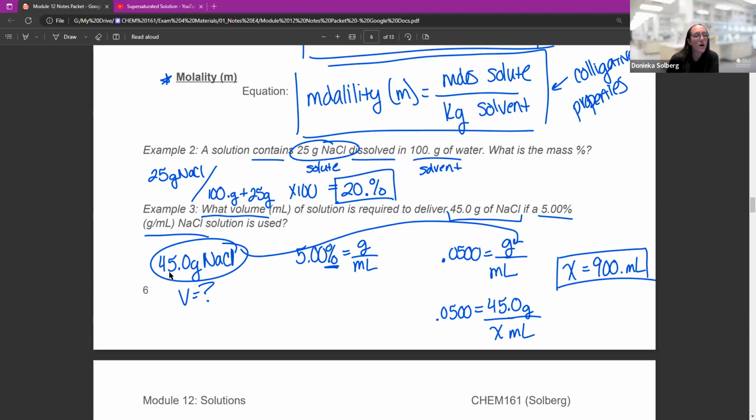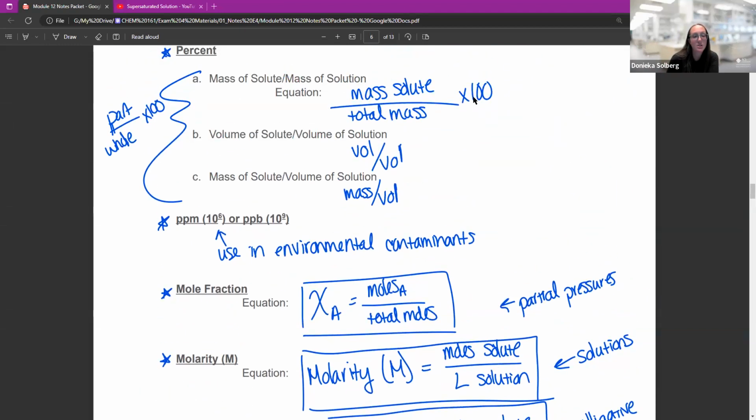So I wrote down what I know. I wrote down I need 45 grams of NaCl, so that's a mass. I need to know the volume. I know it's 5% grams per milliliter. Now, percentages, all of those are times 100, right? Anytime you do a percentage, it's times 100.